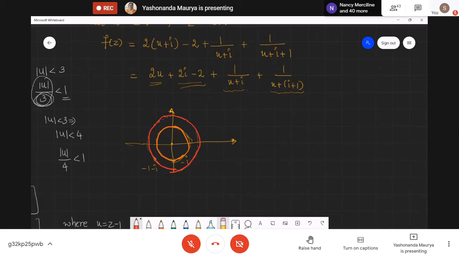Mod u is equal to 1. Mod u is equal to 1. You're telling me inner one or the outer one? Inner one. Okay, so let me write it in orange there. So inner one, mod u is equal to 1.